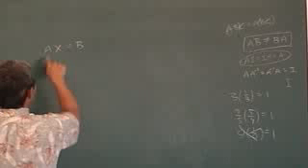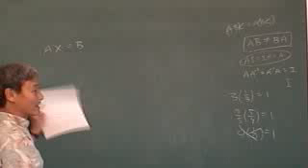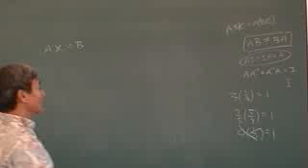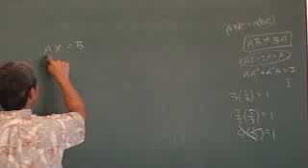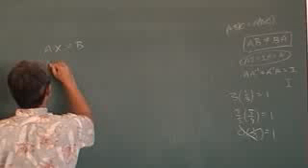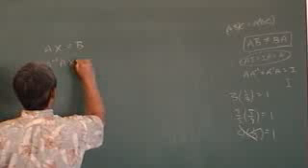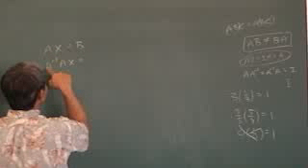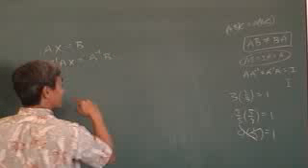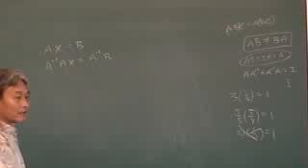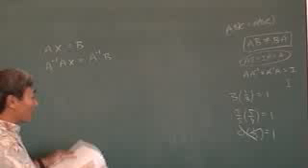Okay, so what can I do to get rid of this A so I can just have X? You multiply both sides by A inverse. But you have to do it on the left. Why? So if you multiply A inverse on the left on this side, you have to multiply by A inverse on the left on that side. Why? Because the commutative property doesn't work.